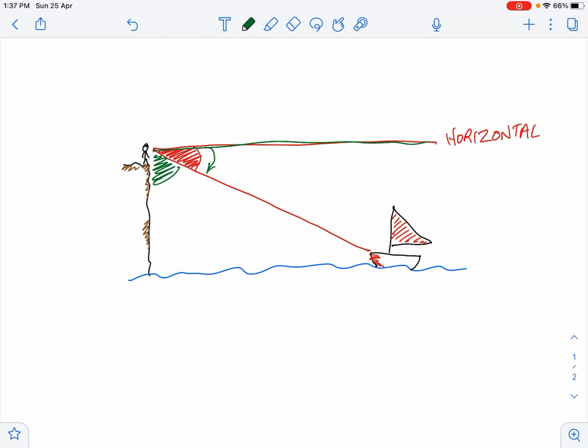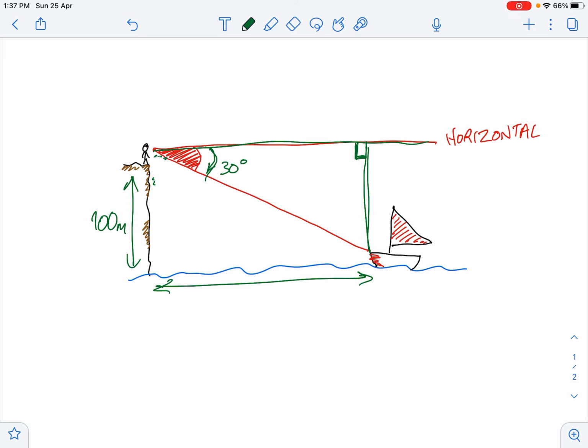Useful to know, if I've got my angle of elevation or my angle of depression, we're always making right angled triangles, and so we can apply trigonometry to this to calculate distances. So if I know certain distances, for example, I know that this cliff is say 100 meters, and I know that this angle is maybe 30 degrees, I can then work out this length here, the distance that boat is away from the foot of the cliff, the bottom of the cliff.